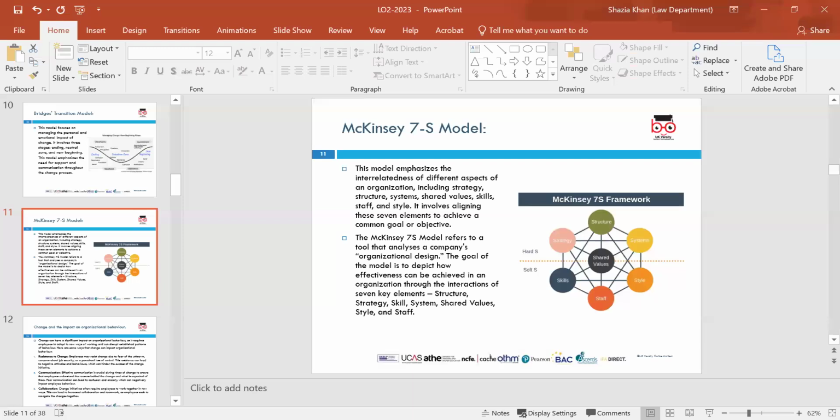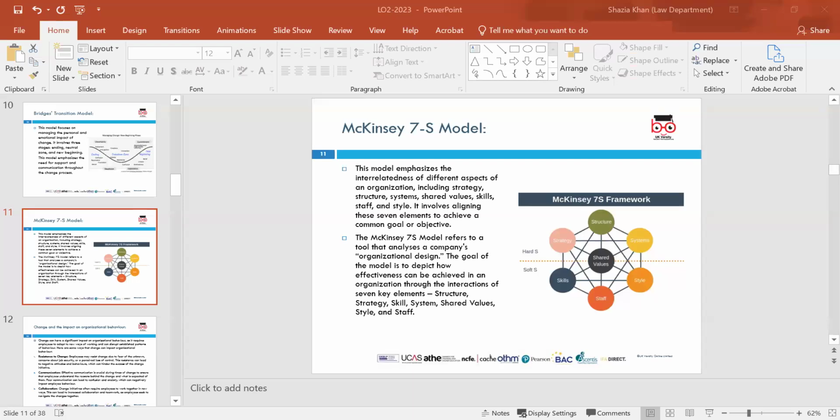Then we've got the McKinsey 7S model, and this is based on a company's organizational design and coordination. It aims to depict how to manage organizational change by strategizing around the interactions of the 7 elements. As you can see, the 7 elements are: structure, strategy, system, shared values, skills, style, and staff. So these are the elements that will be looked at in regards to that.